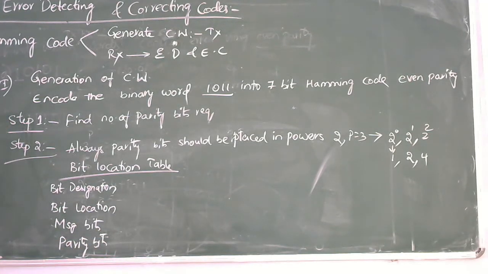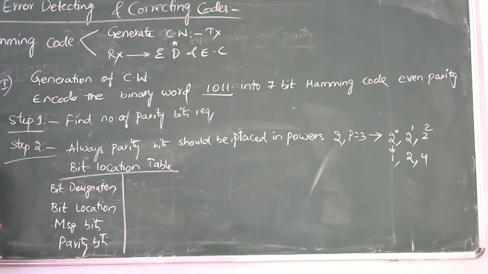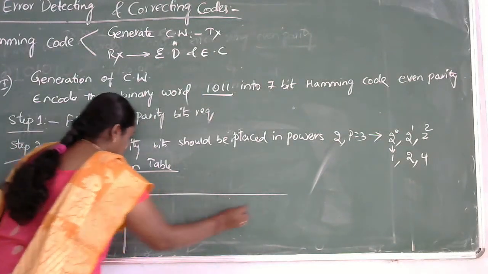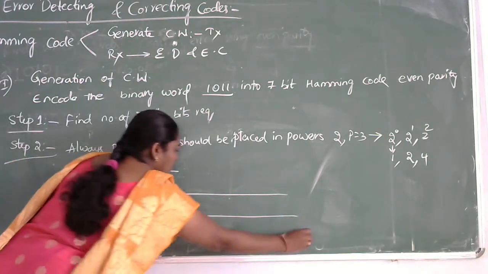So here in case of this table, we need to fill the details of all these in such a way that the bit designation itself indicates, here we need to specifically find out whether the corresponding bit is the message bit or the parity bit. So let us see these things over here.